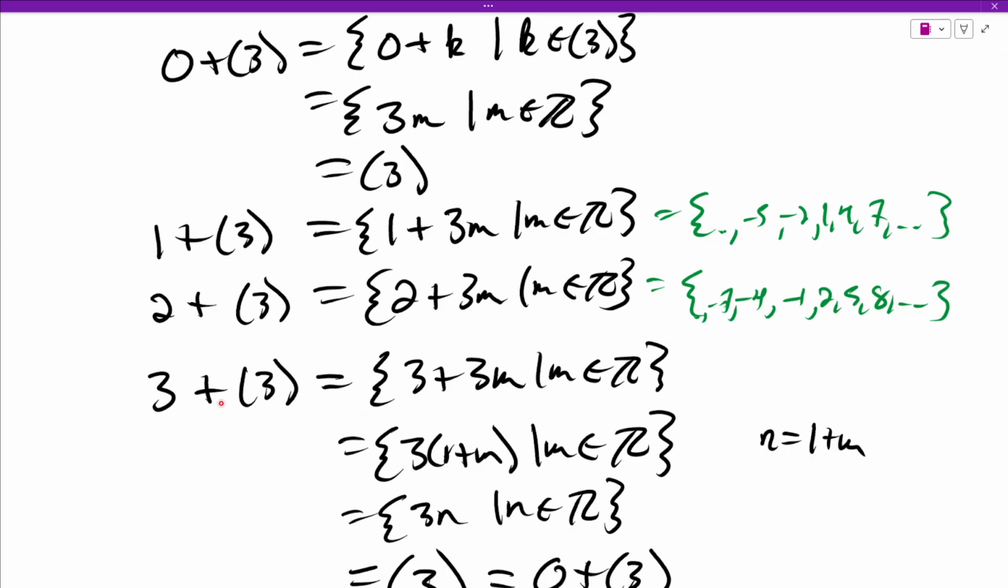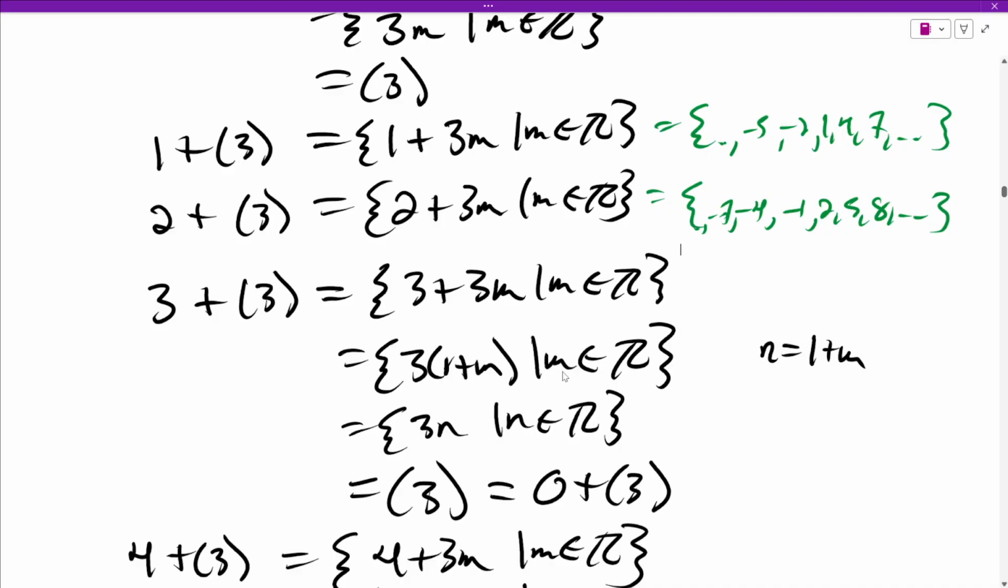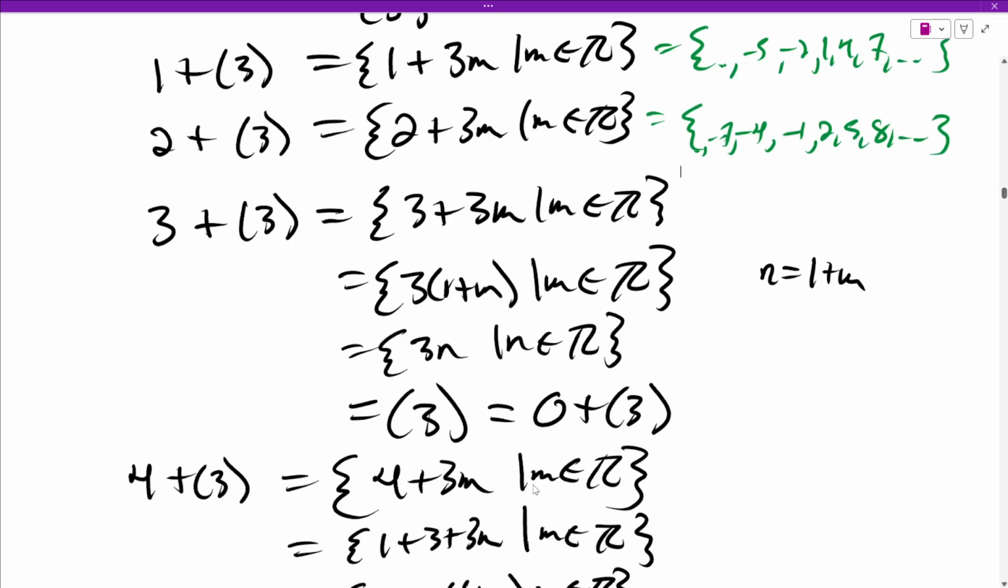Let's go on to the next one. 3 plus the multiples of 3 looks like this, but we can factor out a 3. So we get 3 times (1 plus m), but m ranges over all integers. So as m ranges over all integers, so does 1 plus m. So we do this sort of substitution here. n is 1 plus m. So we again get all of the multiples of 3, which is the same as 0 plus 3Z from before. This should remind you of Z mod 3. Right? We're sort of wrapping back around once we hit 3. We're wrapping back around to 0.